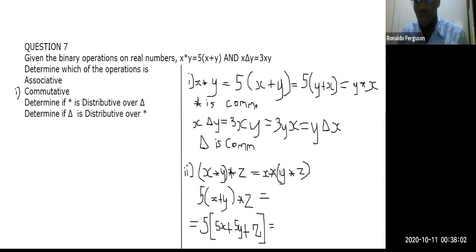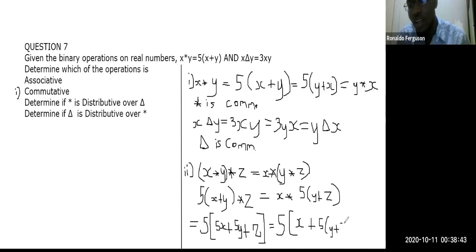Now we need to show that x star, y star z, is equal to what's on the left hand side. Then and only then it would be associative. So let's check it out. x star, y star z, is going to give us 5 times the sum of the two numbers, which is y plus z. Then the result is x star 5 times y plus z. So the final result is going to be 5 times our number x plus 5 times y plus z.